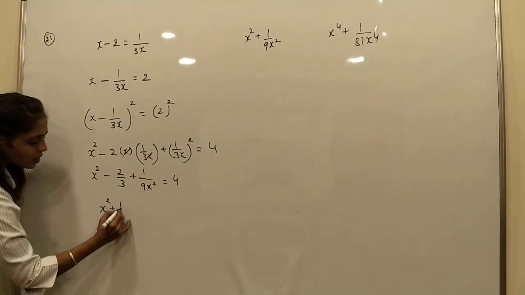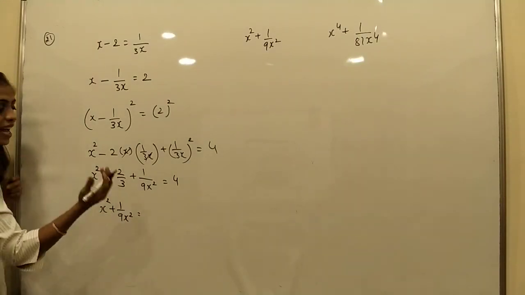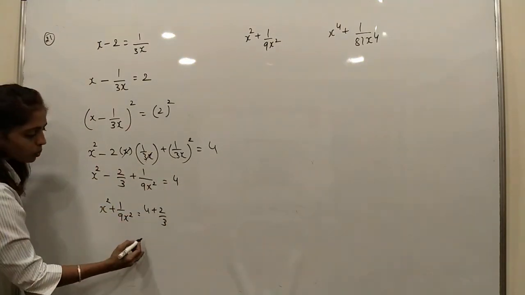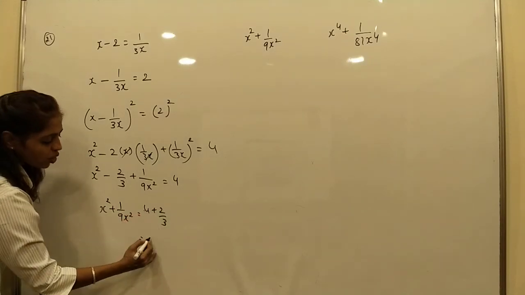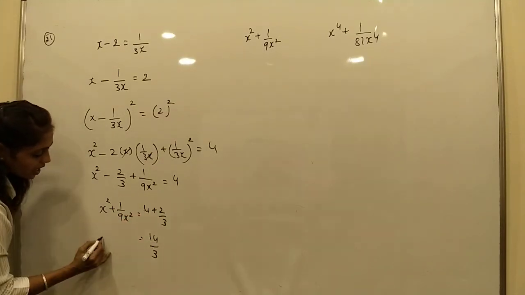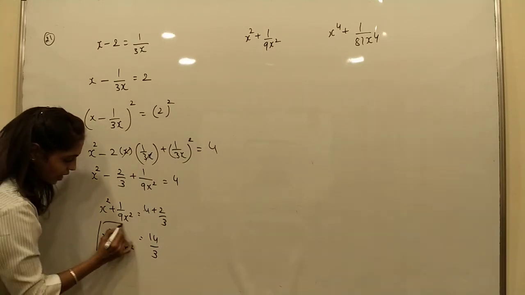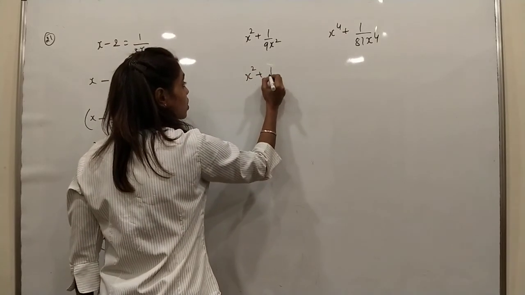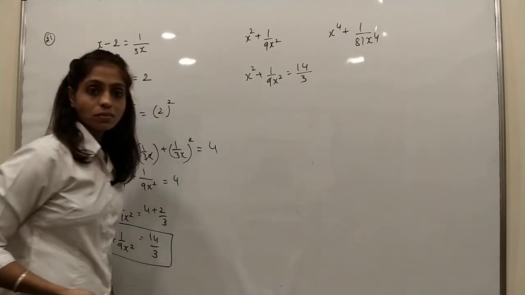So x square plus 1 upon 9x square, whatever I want I keep on one side and the rest on the other side. 4 plus 2 upon 3, that is triple 4 is 12, plus 2 is 14, that is 14 by 3. The value of x square plus 1 upon 9x square is 14 by 3.